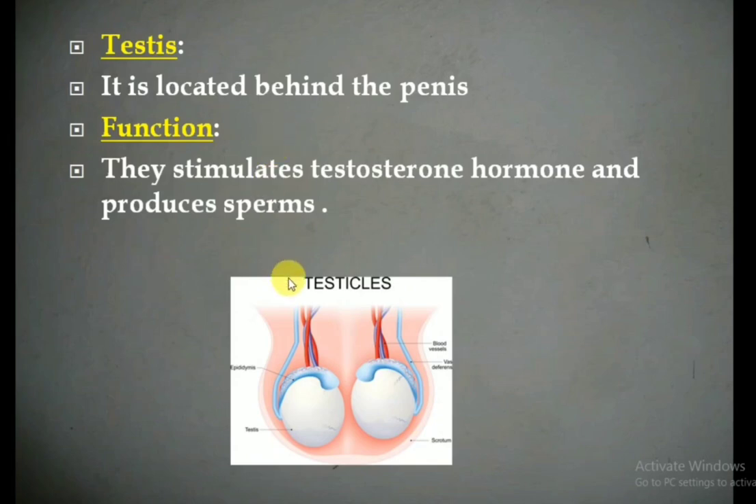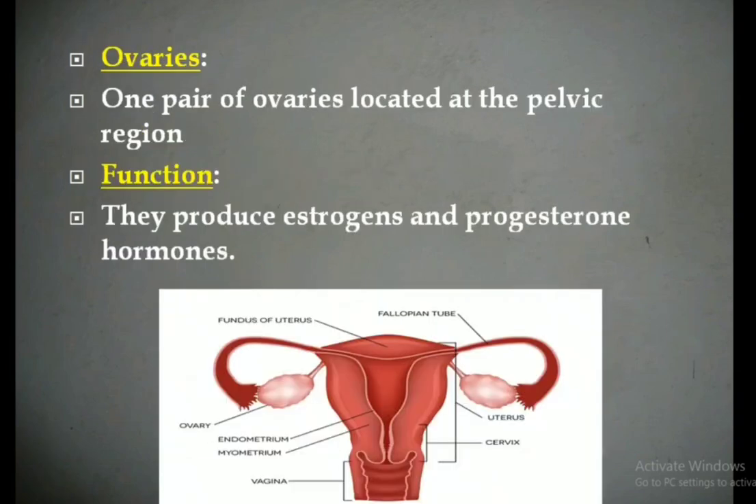Next is the testis. Here in the image you can see where the testis is located. It is behind the penis. The major function of the testis is that it produces the testosterone hormone and releases sperm during reproduction.